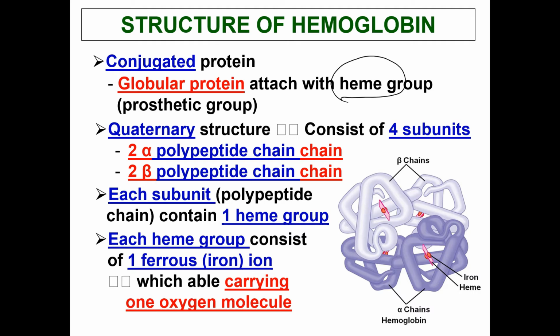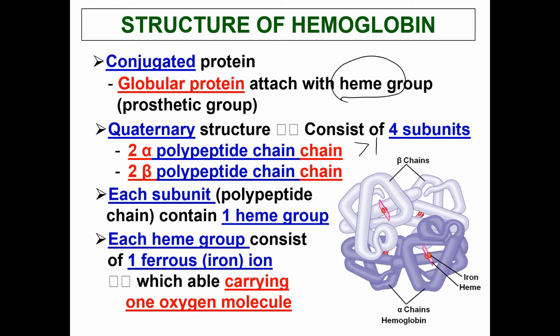And hemoglobin is a quaternary level of protein, a protein that is quaternary structure because it consists of more than one polypeptide chain. Jadi dia ada 4, dia bukan 1, bukan 2, bukan 3 tapi 4. Ada 4 polypeptide chain. 2 adalah rantai alpha, manakala 2 lagi adalah rantai beta. Each subunit, each polypeptide that make up the hemoglobin contain one heme group. So kalau satu hemoglobin ada 4 rantai polypeptida, maka ada 4 heme group.